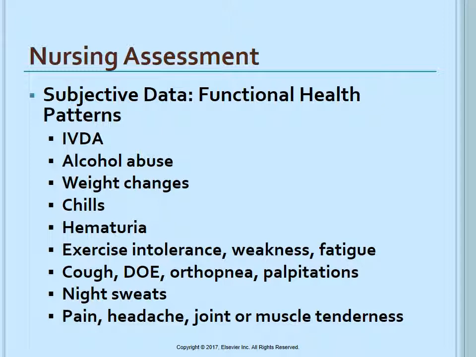Exercise intolerance, generalized weakness, fatigue, cough, difficulty breathing on exertion, orthopnea, and palpitations. For their sleep-rest patterns, are they experiencing any night sweats? And their cognitive and perceptual: we're going to look at their chest, back, or abdominal pain, headache, and joint or muscle tenderness.